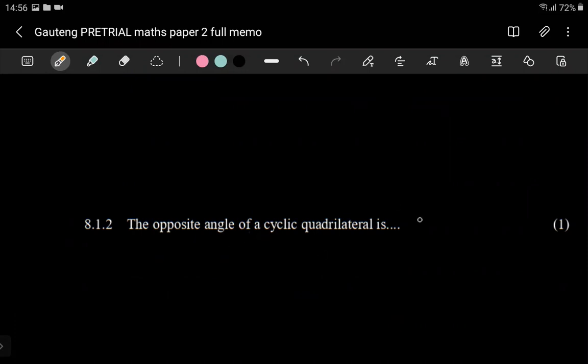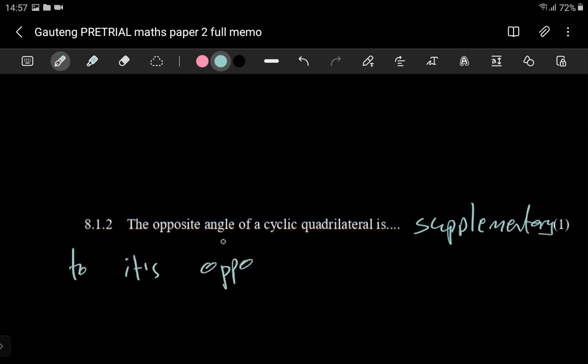of a cyclic quadrilateral is equal to the... this one is kind of awkward because it's like they want us to refer to the theorem that states that opposite angles of a cyclic quadrilateral are supplementary. The opposite angle of a cyclic quadrilateral, okay, is supplementary. Let's just say supplementary to its opposite. The opposite angle of a cyclic quadrilateral is supplementary.